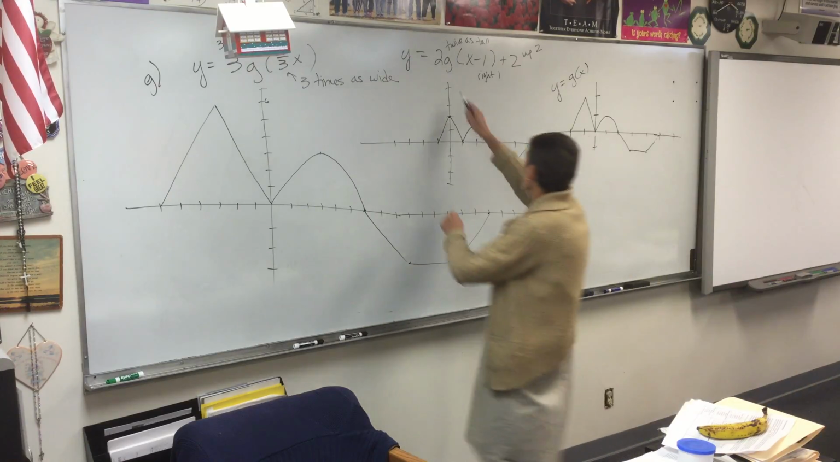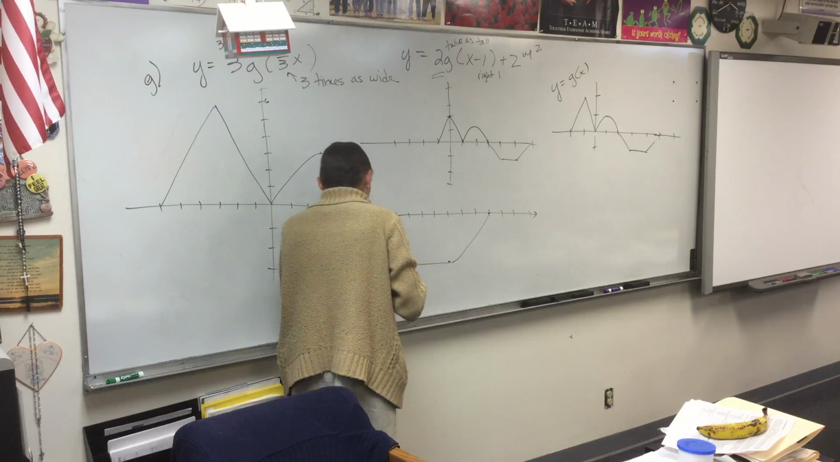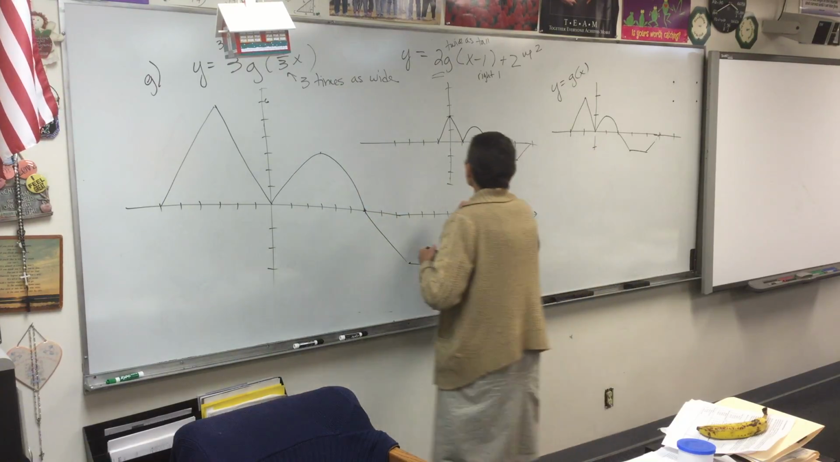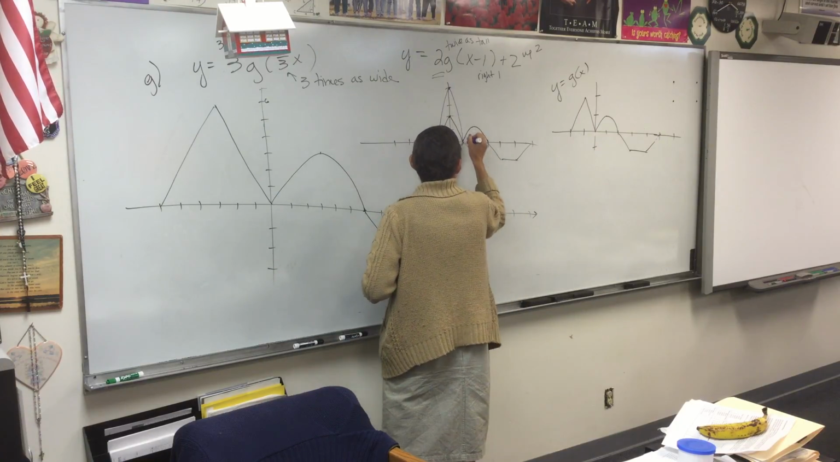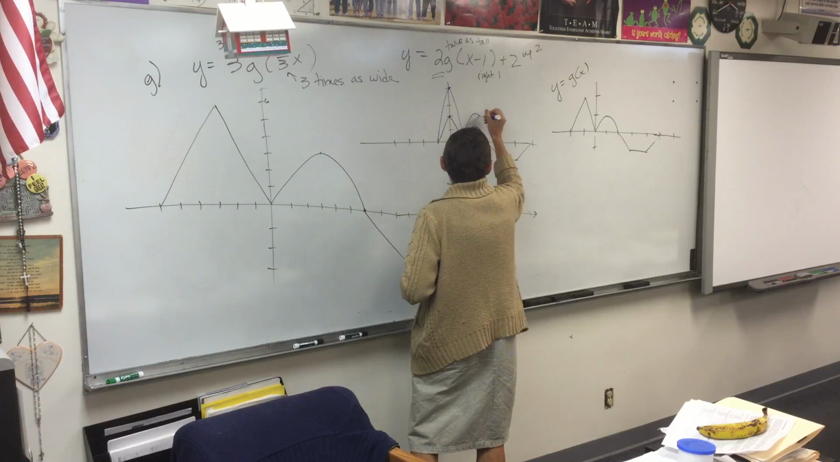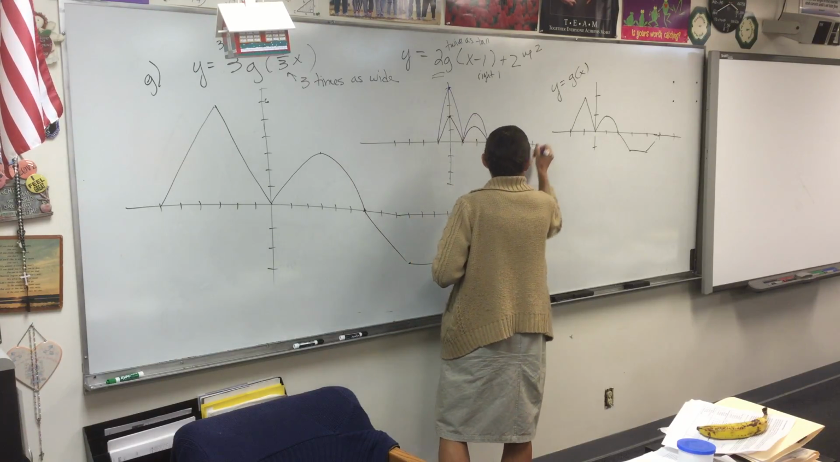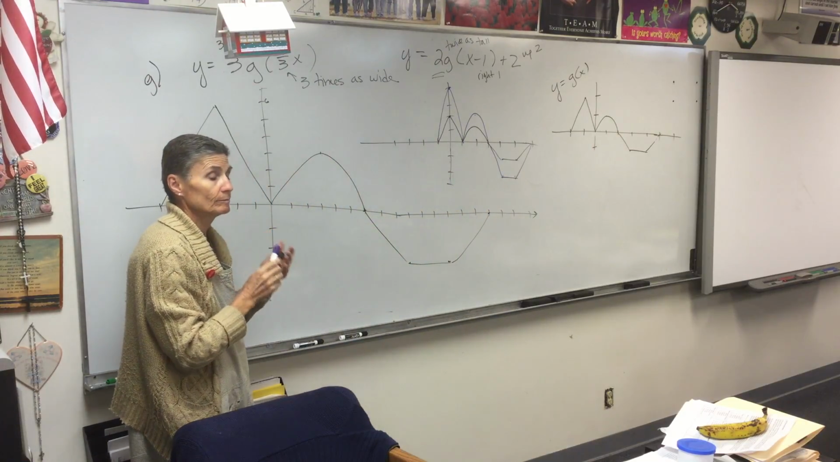Okay, so now I'm going to double it. So I'm going to make it twice as tall, and I'm going to do that step in purple. My triangle's going to go up to here. My circle's going to go up to here. And my trapezoid's going to come down to here. So now it is twice as tall.